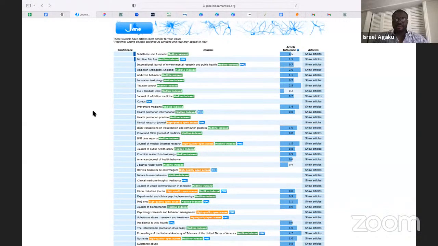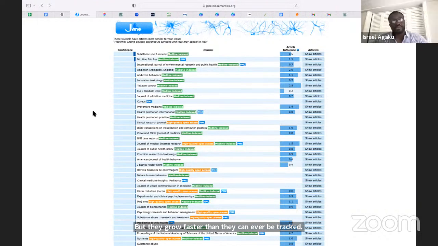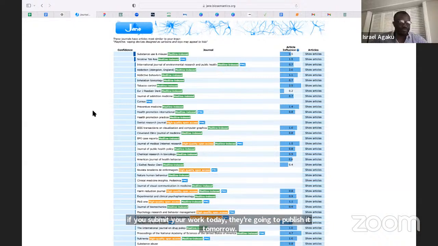There's an index, there's an organization that tracks predatory journals, but they grow faster than they can ever be tracked. So the best way to apply them is to use common sense. If a journal is reaching out to you and telling you that if you submit your work today, they're going to publish it tomorrow, well, that should suggest that that doesn't sound right.